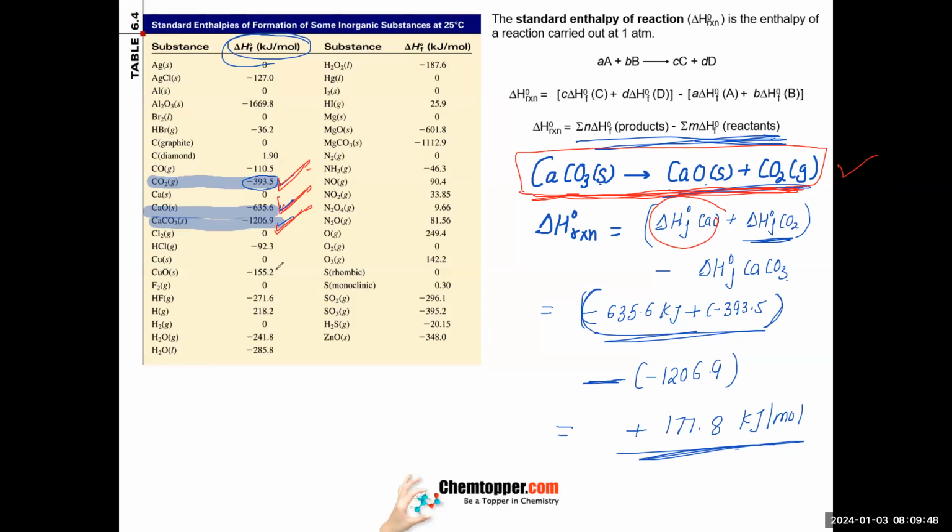Then you have to see the products. These are the products. So formation enthalpies of the products, summation means add them. Add the formation of this and this, minus formation enthalpy of the reactant, this one. Just plug in the values and solve it mathematically. That's it. Let's do one more question.